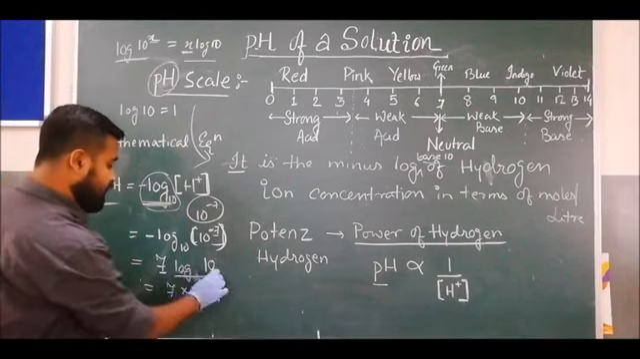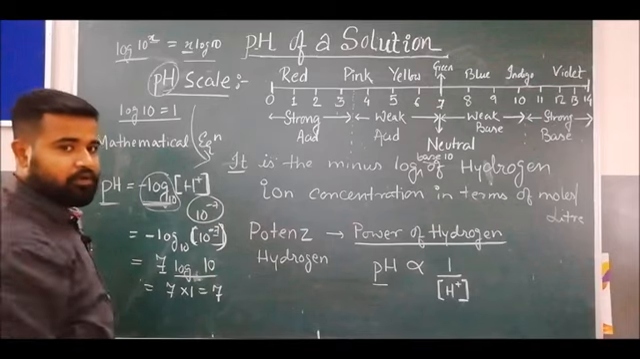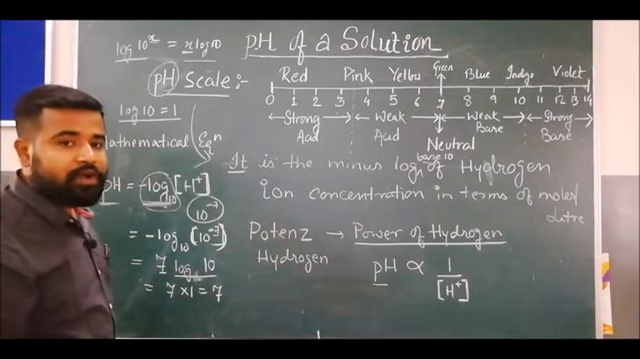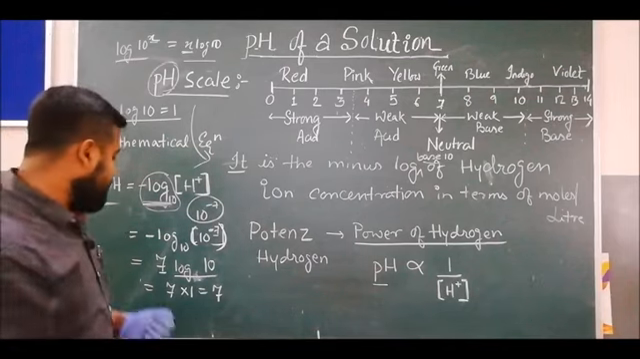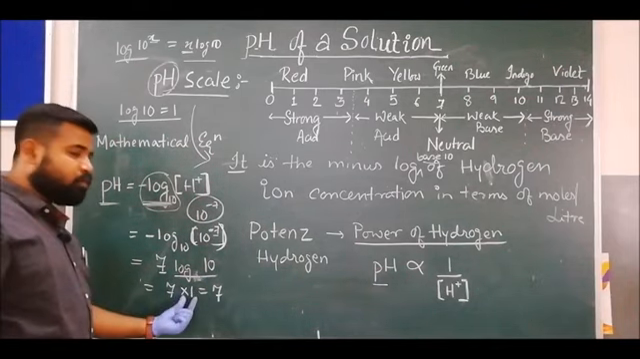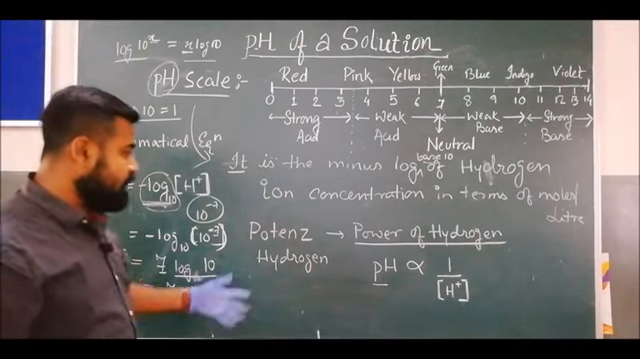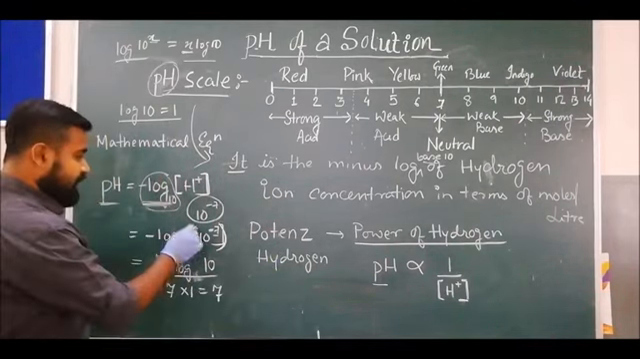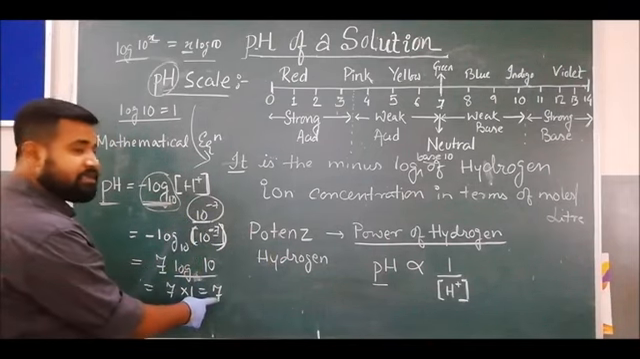Now what remains is log 10. The log 10 value is equal to 1. For example, sin 90 degrees is 1. Similarly, log 10 is 1. So we have put the value of log 10 as 1. So 7 into 1 is 7. Here you can see the hydrogen ion concentration is 10 to the power minus 7, so its pH is 7.